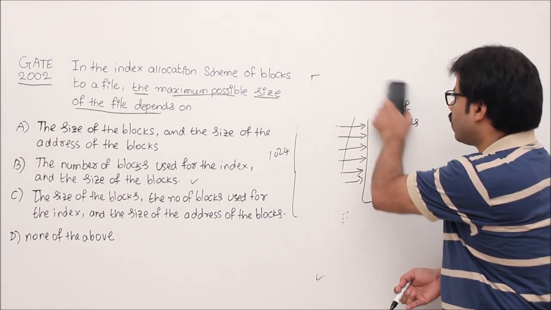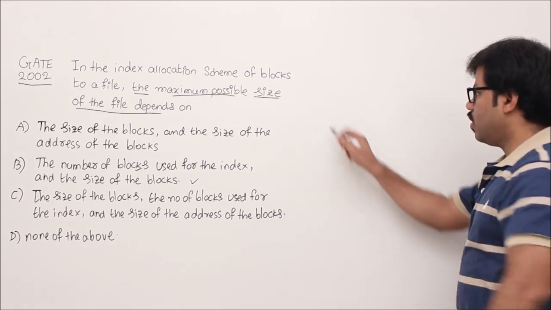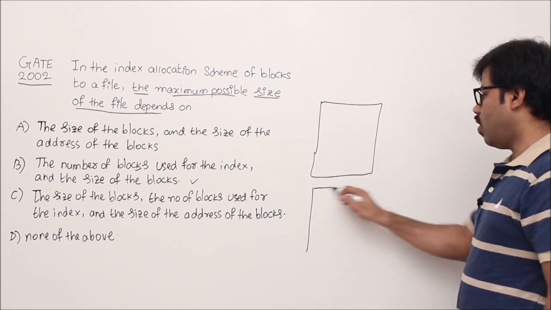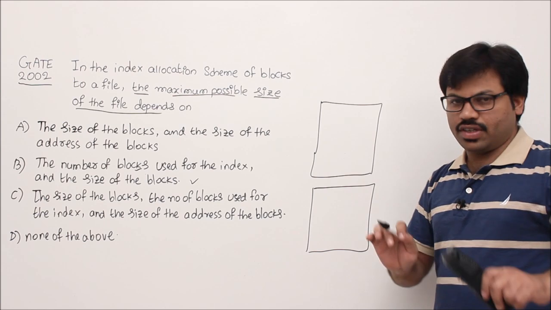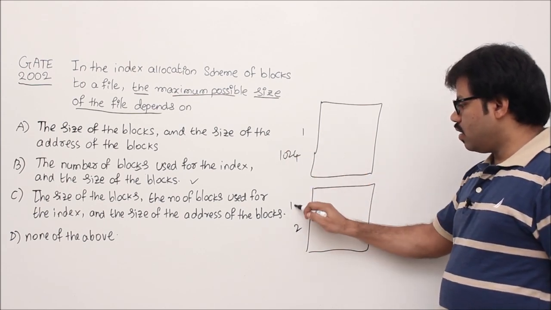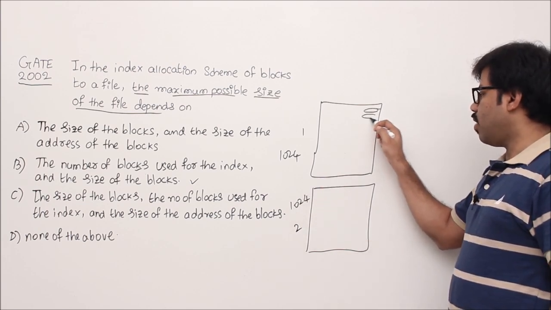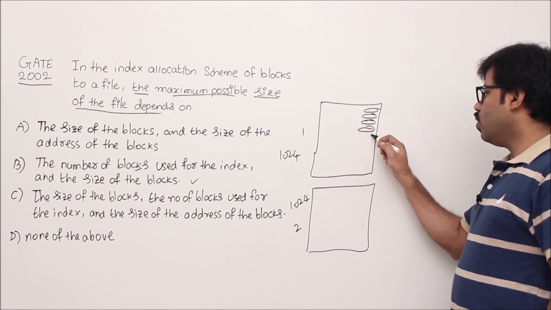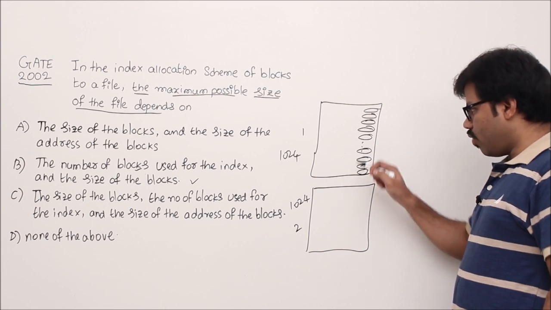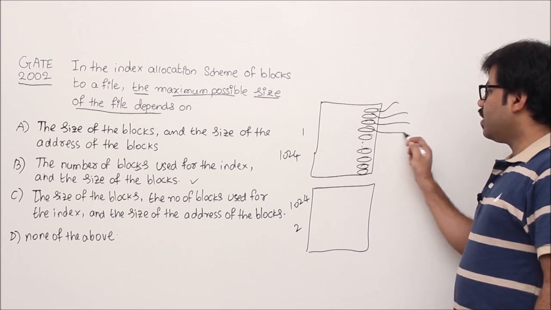To understand the third parameter, let's fix block size and number of blocks. Let's say I have only 2 blocks. Okay, let me fix it. 2 blocks, each of size, let's say, 1024 bytes. Then if my block pointer size is smaller, what can I do? I can accommodate more block pointers in one block, correct? So that I can index a bigger file.